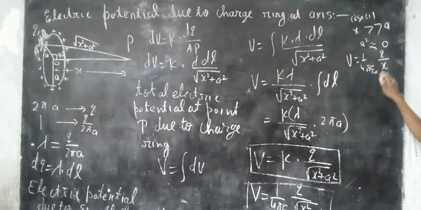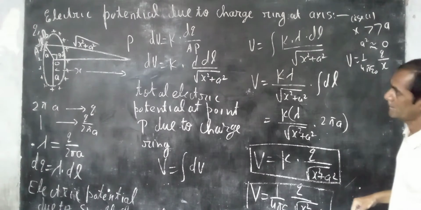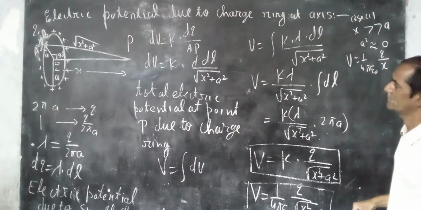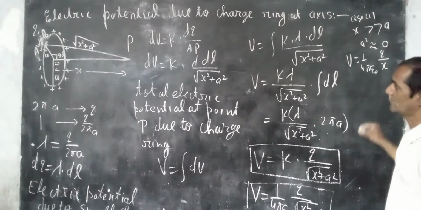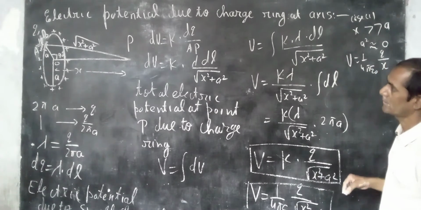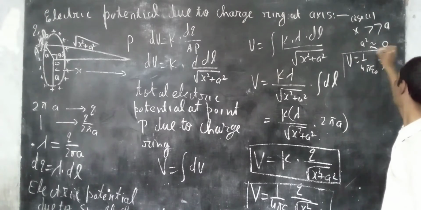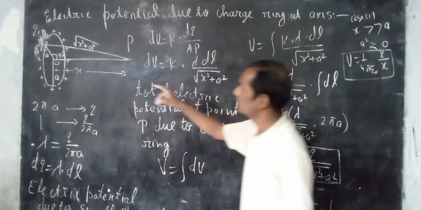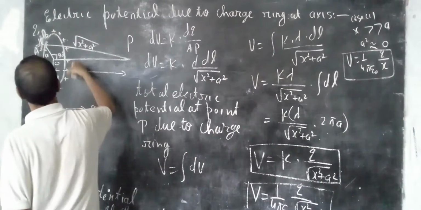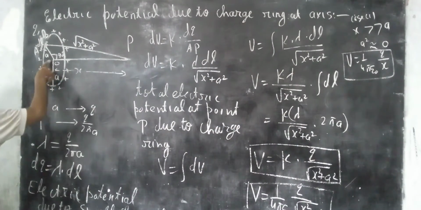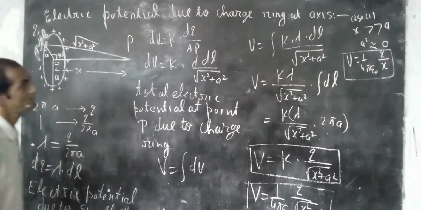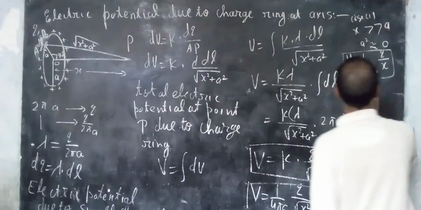So in this case, the charge of a ring behaves as a point charge located at the center of the ring. The charge which is distributed over the circumference of the ring can be considered to be located at the center.